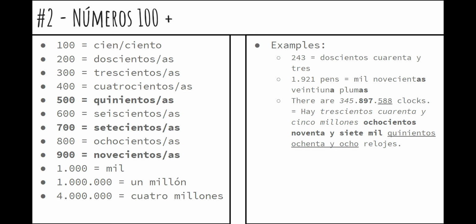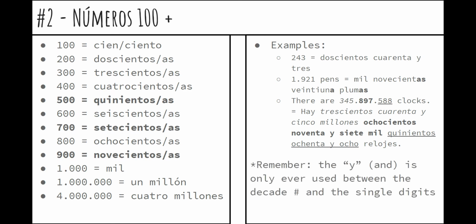So I kind of make sure to try to keep it in chunks as I'm doing it instead of getting lost in the fray. So remember the Y, the and in Spanish, the E, is only ever used between the decade number and the single digits. So you'll notice that's only between like 97. It's never going to be between a century and a single digit. It's only between decade and single digit. En fin.